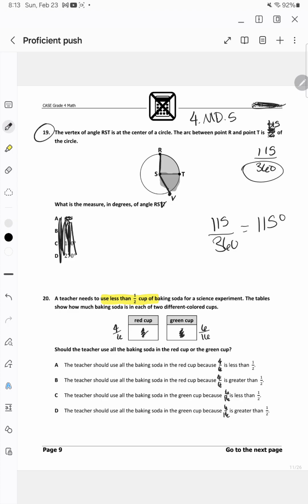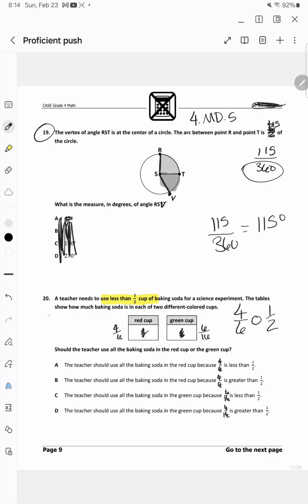So I already know I have to multiply this. There's two ways you can do this. You could make them have the same denominator and go from there, or you can just cross multiply. So we're comparing this to 1/2.